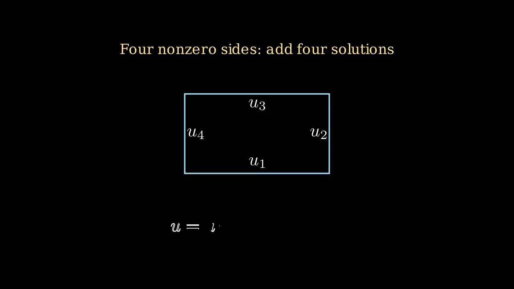If instead all four sides carry non-zero data, we use the fact that Laplace's equation is linear, so we build the full solution by adding four separate solutions together, one for each edge, where each piece satisfies the given data on its own edge and 0 on the other three.